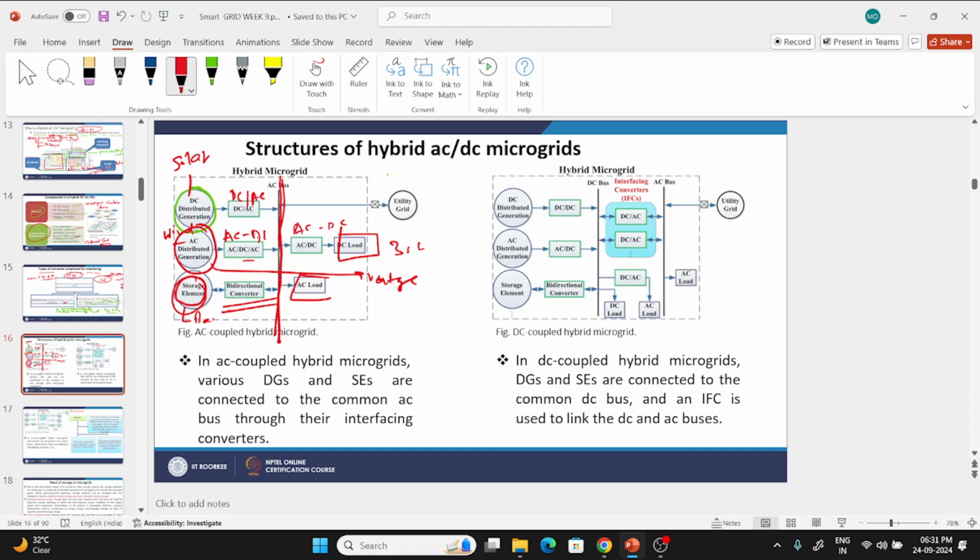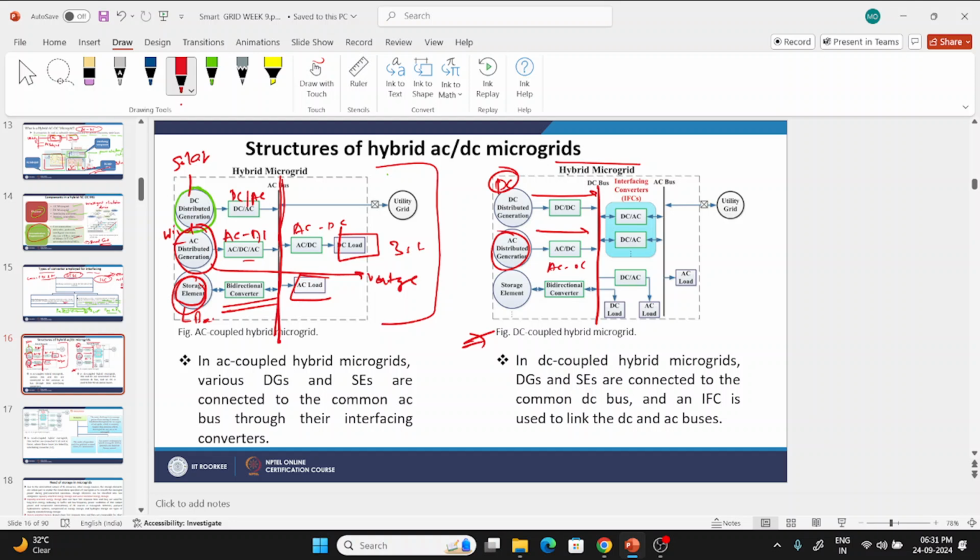Now, there is also another structure of a microgrid. Other than this, this is how we can connect distributed generation which are AC or DC based. In this type of conversion microgrid, we add a DC bus, so the DC sources of generation will be directly connected, then AC sources of generation will be connected through AC to DC, and the storage element through a bidirectional converter.